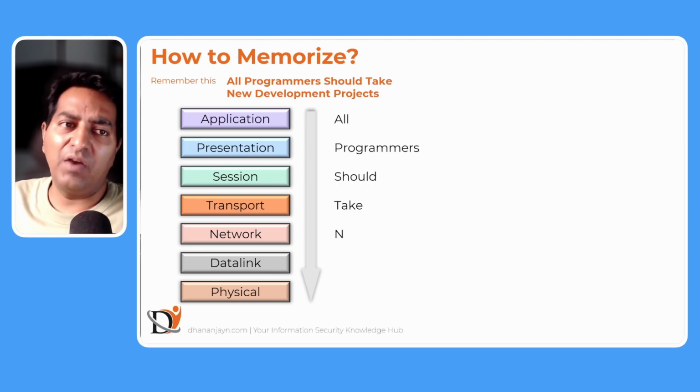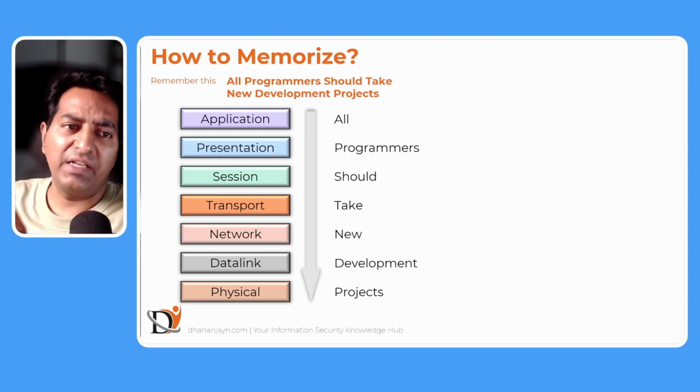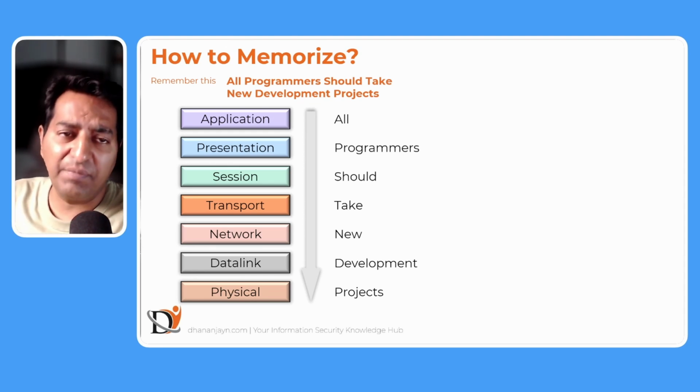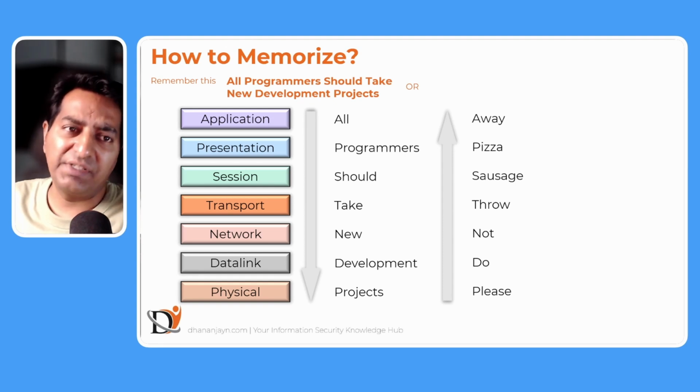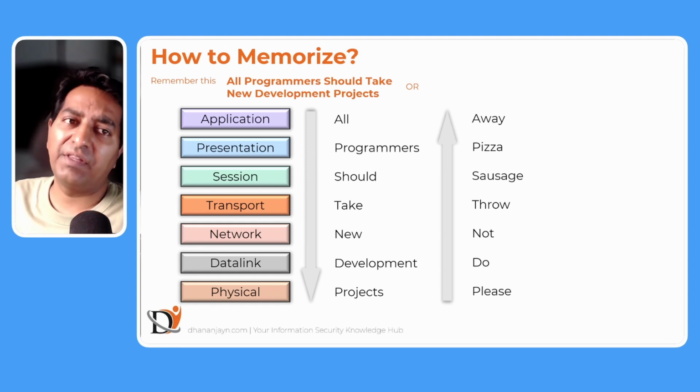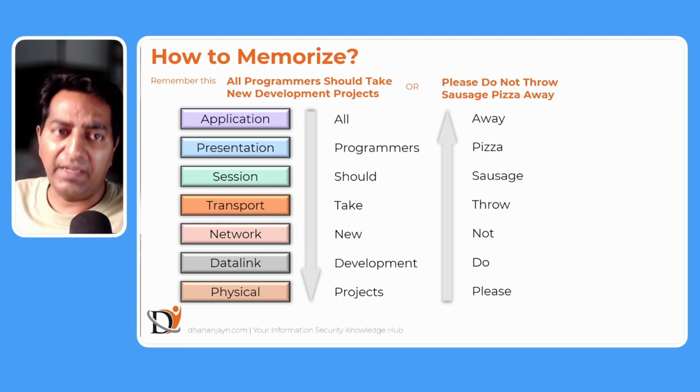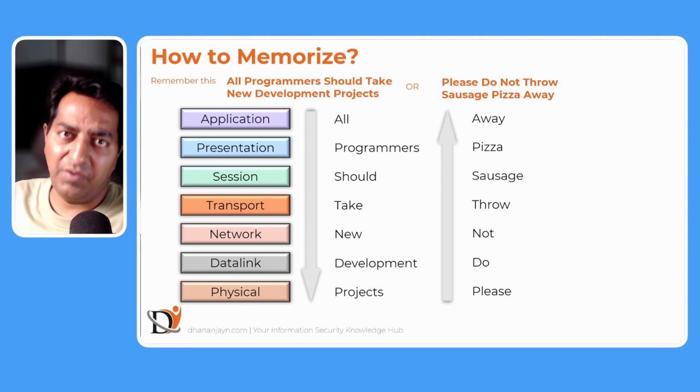Now this is how you can memorize these layers. So all programmers should take new development project. So this is how I remember. There are some people who memorize this like please do not throw sausage pizza away. So they are now memorizing this from bottom up, wherein again it is the same thing that you are trying to memorize. So friends, remember these phrases so it becomes easier for you to memorize the layers in sequence. So sequence is very important.